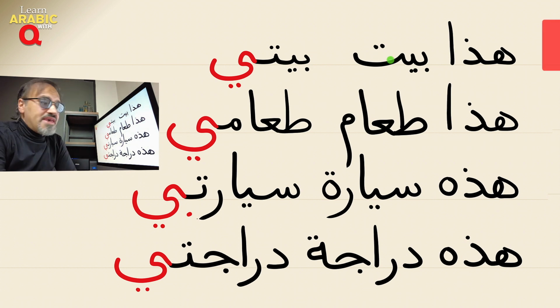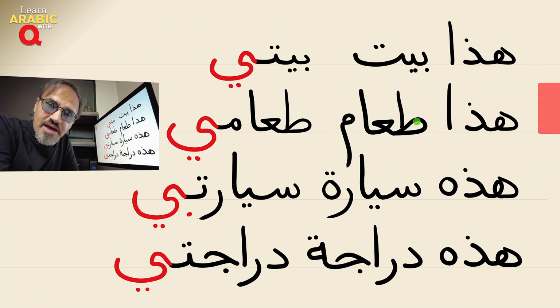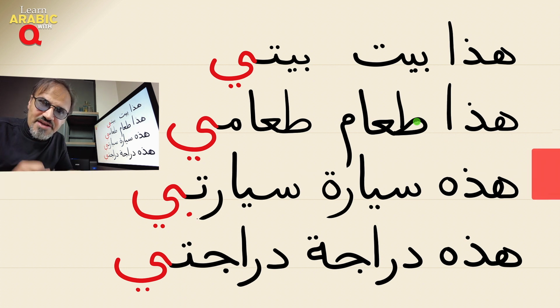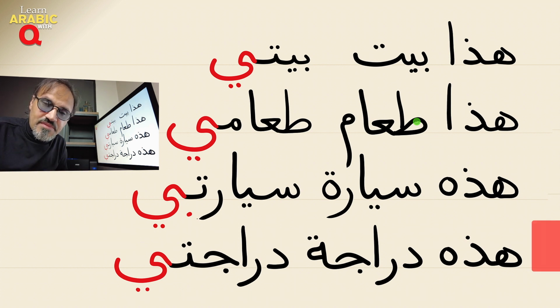هذا بيت. هذا بيتي. هذا طعام. هذا طعامي. هذه سيارة. هذه سيارتي. هذه دراجة. هذه دراجتي. Okay?